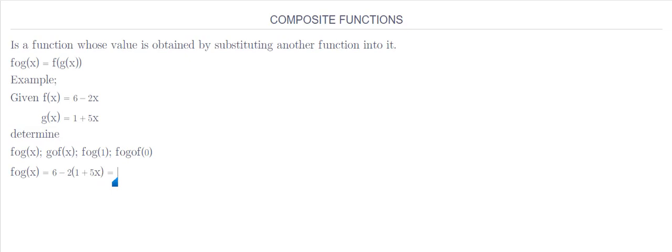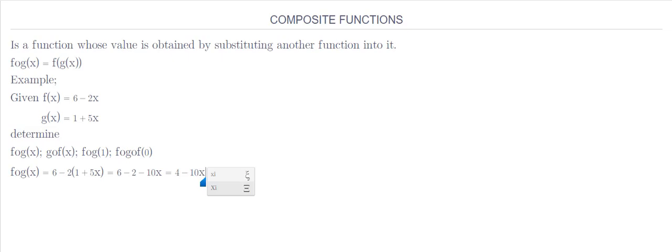That is going to give us f of g of x: 6 minus 2 into bracket. I prefer the use of brackets because that prevents manipulation. This cannot give you the same result if you don't put a bracket. Negative 2 will only multiply 1 and won't multiply 5x. So at the end you are going to have 6 minus 2 minus 10x when you open the bracket, and this ends at 6 minus 2 is 4, so 4 minus 10x.